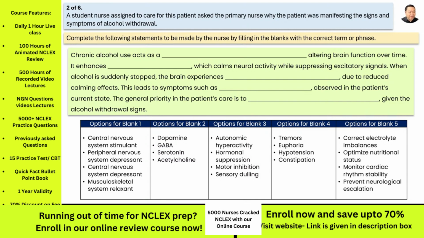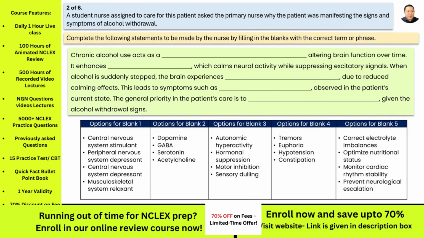So the paragraph says, chronic alcohol use acts as a blank altering brain function over time. It enhances blank, which calms neural activity while suppressing excitatory signals. When alcohol is suddenly stopped, the brain experiences blank due to reduced calming effects. This leads to symptoms such as blank observed in the patient's current state.